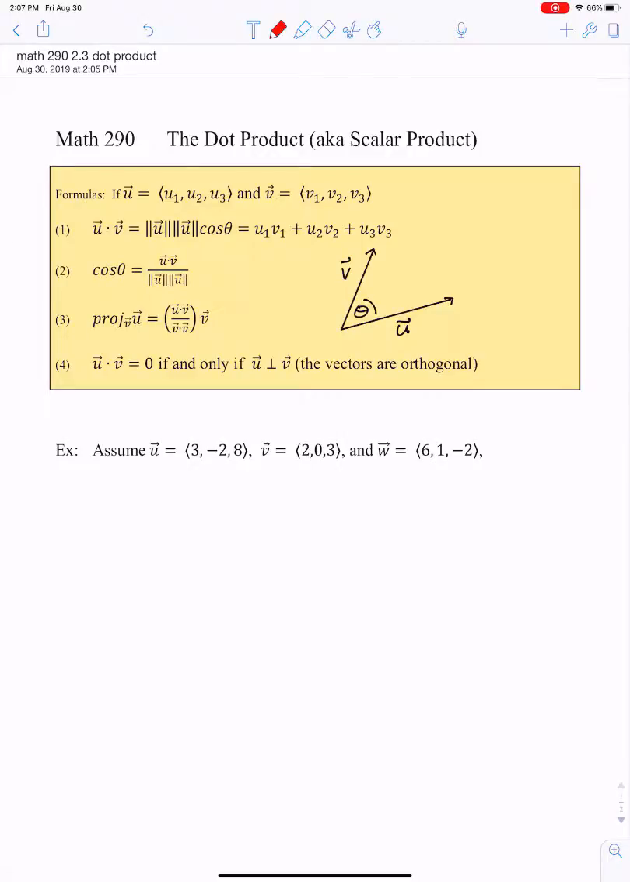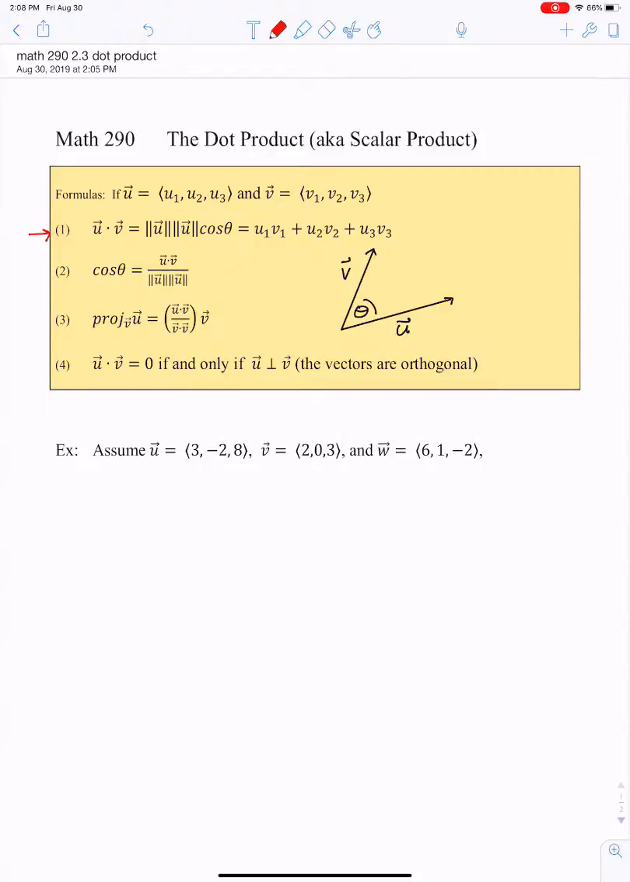Hey everyone, wanted to take a little bit of time to just go over how the dot product works. Now, I've summarized basically the four formulas that you're going to be responsible for when you have vectors u and v. The first thing right here is number one.